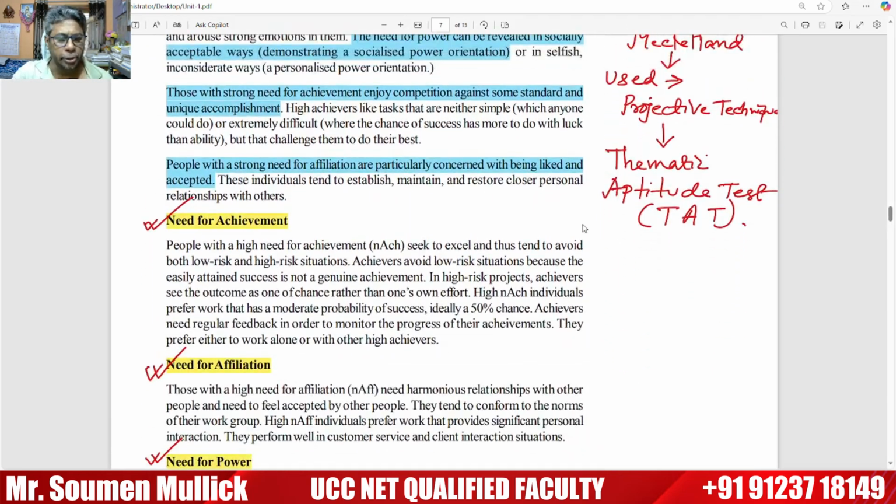The need for achievement: people with high need for achievement seek to excel, thus tend to avoid both low risk and high risk situations. Achievers avoid low risk situations because easily attained success is not a genuine achievement. In high risk projects, achievers see the outcome as one of chance rather than one's own effort.